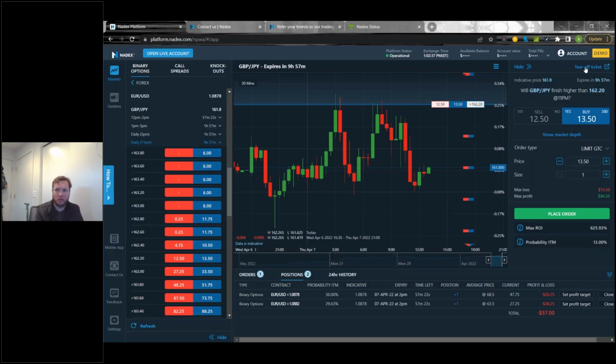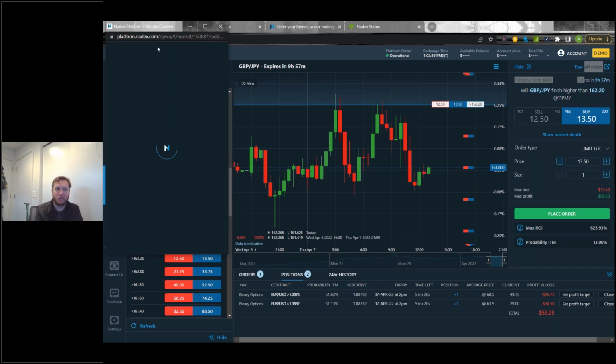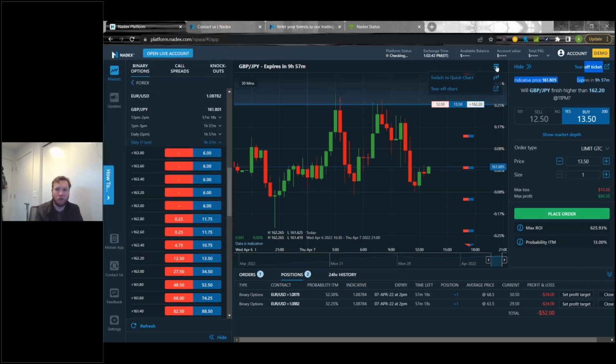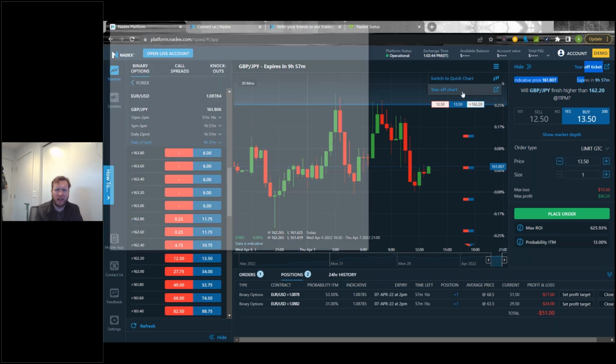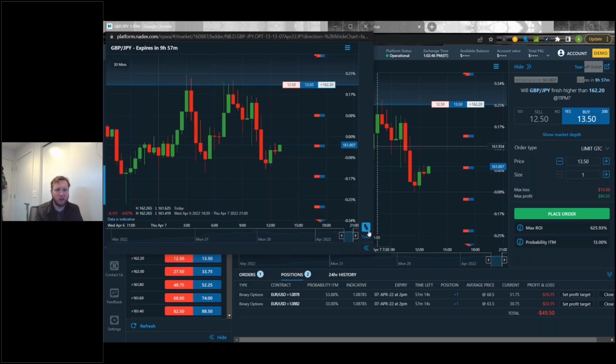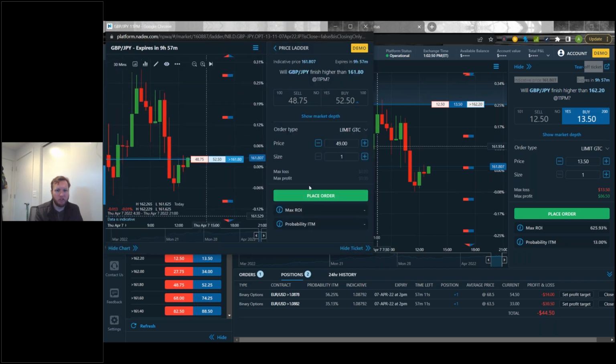But the way you do that, again, just to show one more time, is this tear off ticket. It's going to bounce that off. You can also do this from here with a tear off chart, and it's going to tear the chart off. And then you can order it. You can open the tickets from just clicking in there.